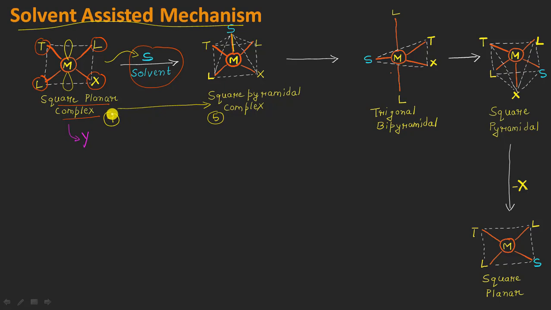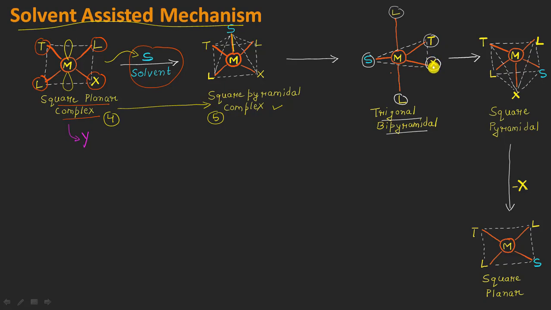So once again, this is also an associative type of pathway, and after that, the square pyramidal complex will now rearrange itself into a more stable trigonal bipyramidal geometry in the same way which we have just discussed, right? Now, the two L ligands will be present axially, and the solvent T ligand as well as this X ligand will be present in the equatorial plane in this way, right?